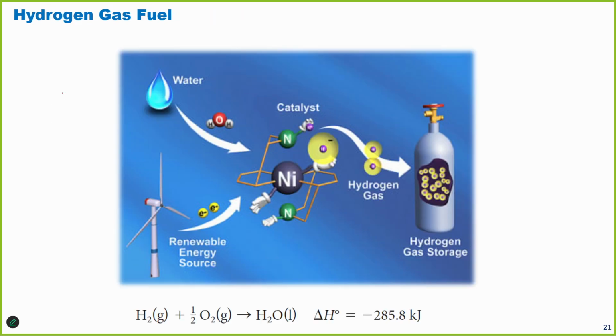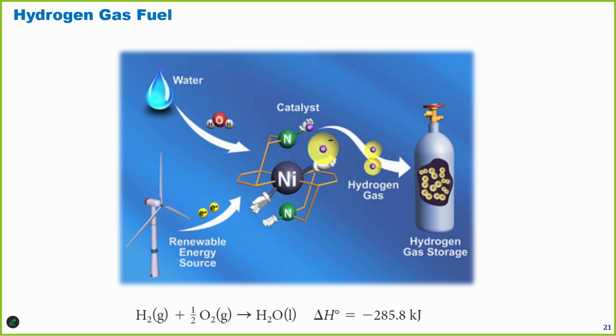Okay, next, another possible alternative energy source, hydrogen gas fuel. Hydrogen gas can be utilized as a fuel source. Hydrogen gas has a high enthalpy of combustion, releasing about 2.5 times the quantity of energy per gram that is released by the combustion of natural gas. The thermochemical reaction of the combustion of 1 mole of hydrogen gas is illustrated here on the bottom. The only product of hydrogen combustion is water vapor.